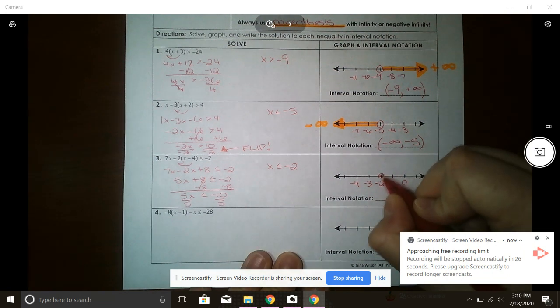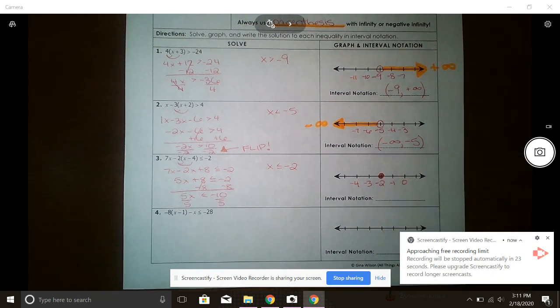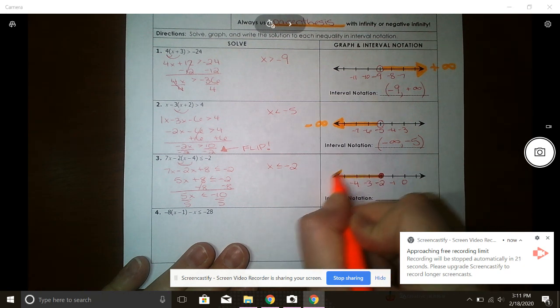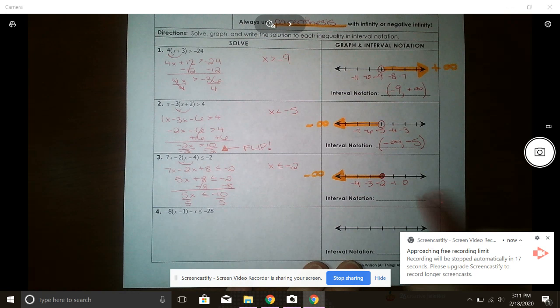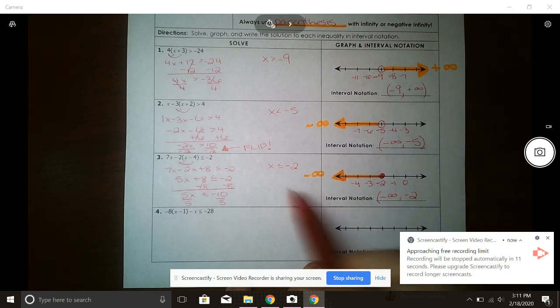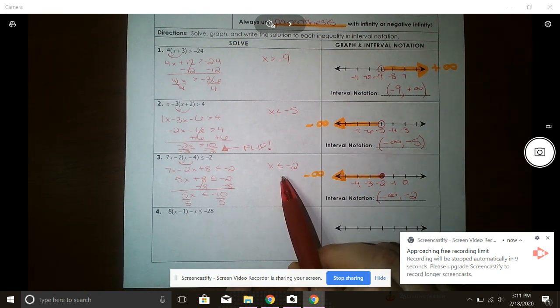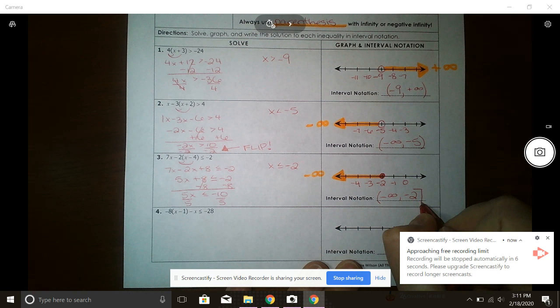I need a closed dot to symbolize equality, and I need to shade left for less than. That's pointing towards negative infinity. So I am going from negative infinity up to negative 2. I can never include infinity, but this time I do want to include negative 2, so I use a bracket.